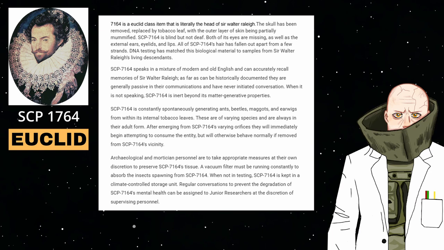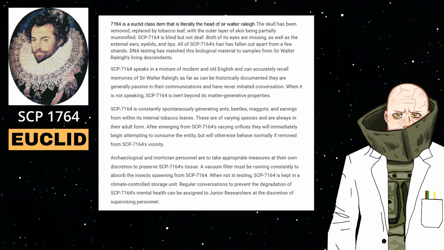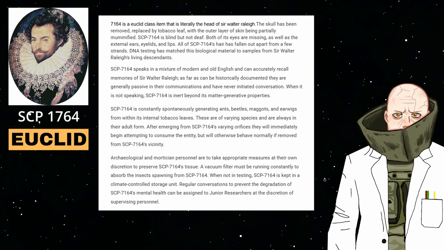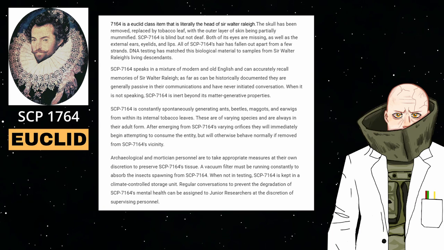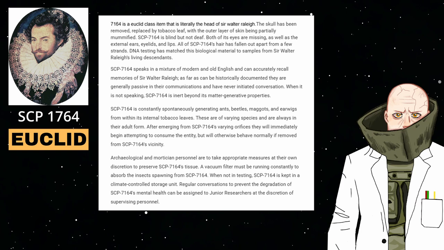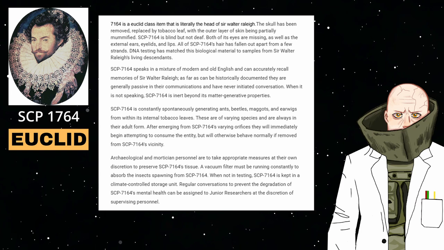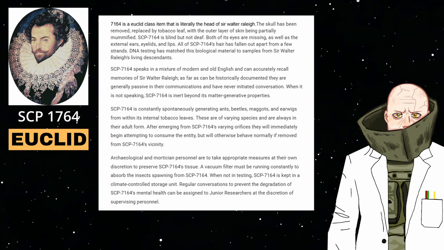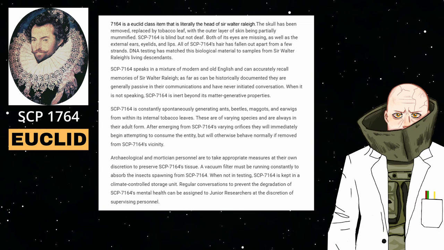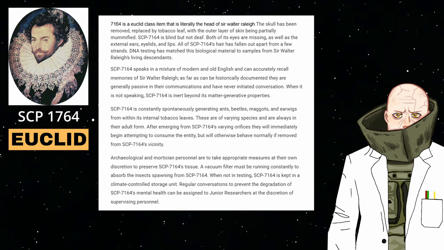SCP-7164 is a Euclid class item that is quite literally the head of Sir Walter Raleigh. The skull has been removed, replaced by tobacco leaf, with the outer layer of the skin being partially mummified. SCP-7164 is blind but not deaf. Both of its eyes are missing, as well as the external ears, eyelids and lips. All of SCP-7164's hair has fallen out, apart from a few strands.